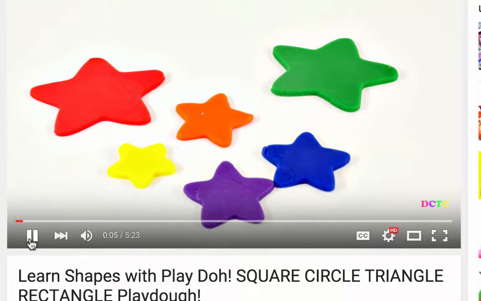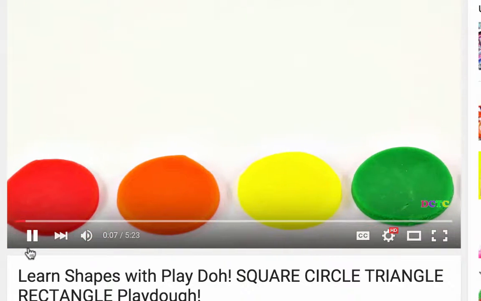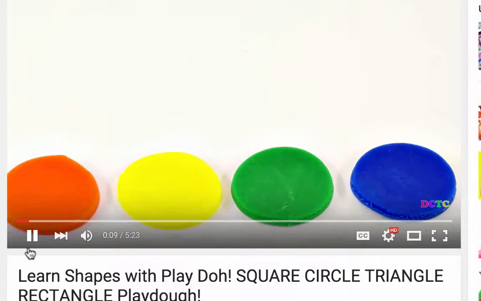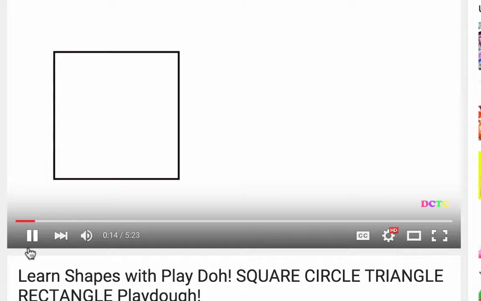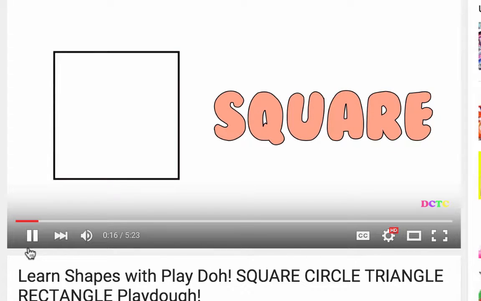What would you like to learn today? Let's learn about shapes in a fun new way. Do you know what shape this is? Yes, this is a square. Let's make a square.